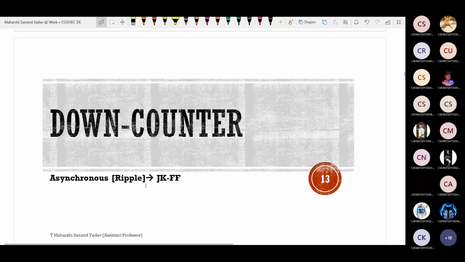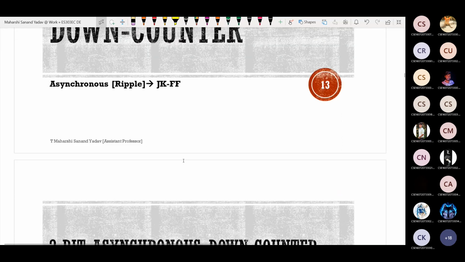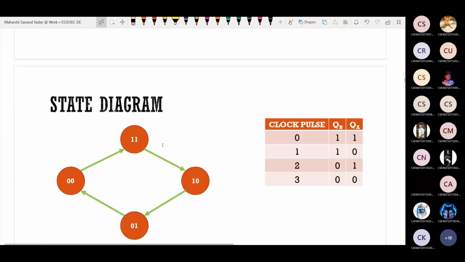Next, now can you tell me for the down counter? Same sign or opposite sign? Same sign. You have to use the same sign, which is positive, positive, or else negative, negative. Again, the same story is applicable. You can go for either positive edge triggered or negative edge triggered.